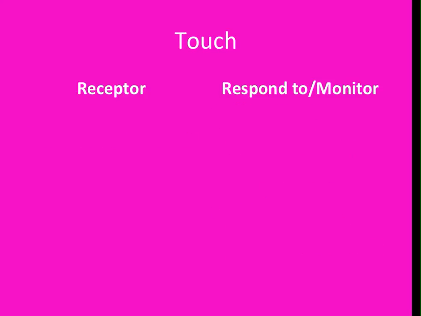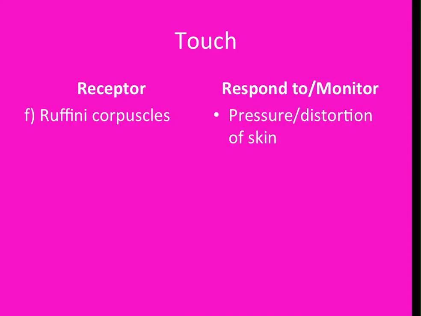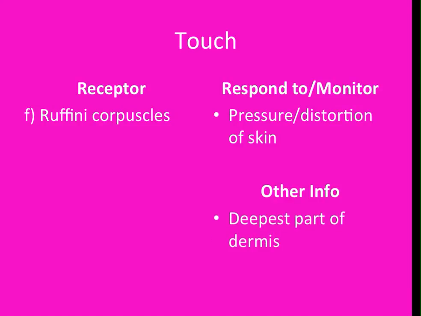The last one are the Ruffini corpuscles, and they monitor pressure or distortion of the skin. And these are buried deep within the dermis. So they can tell when you've gotten very deep pressure, like somebody's really pushing hard on your skin, or your skin is getting twisted very severely. These are those receptors that are activated.